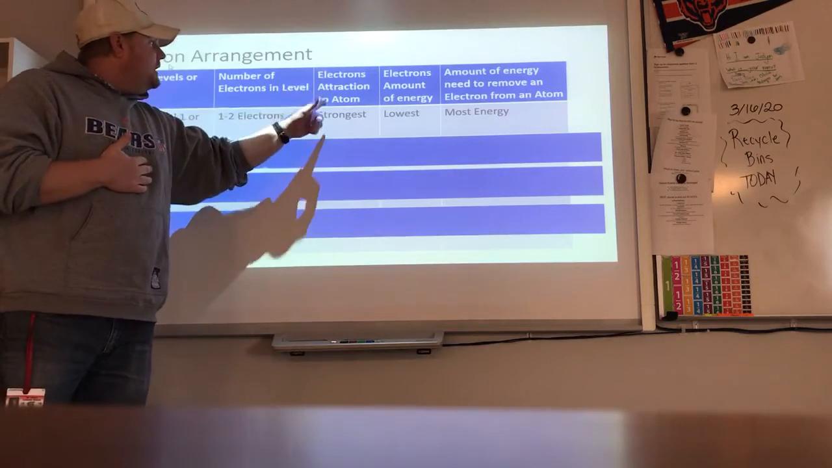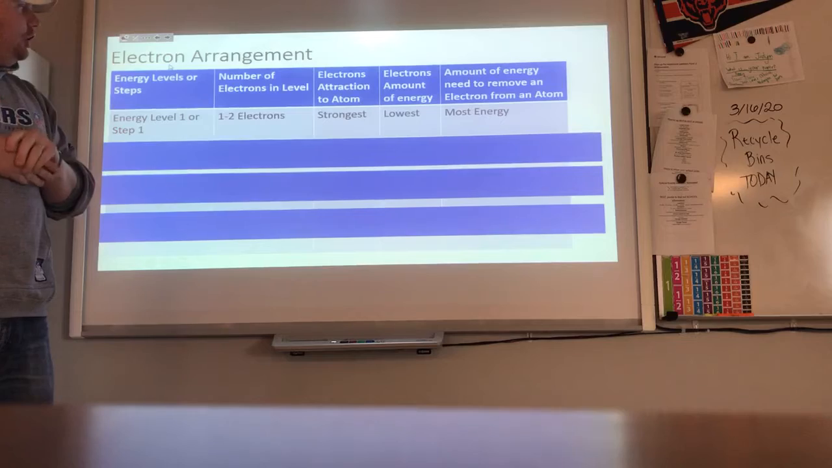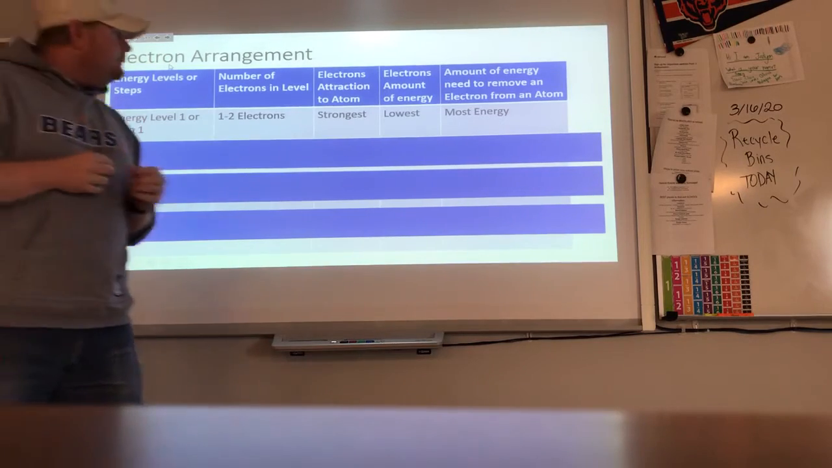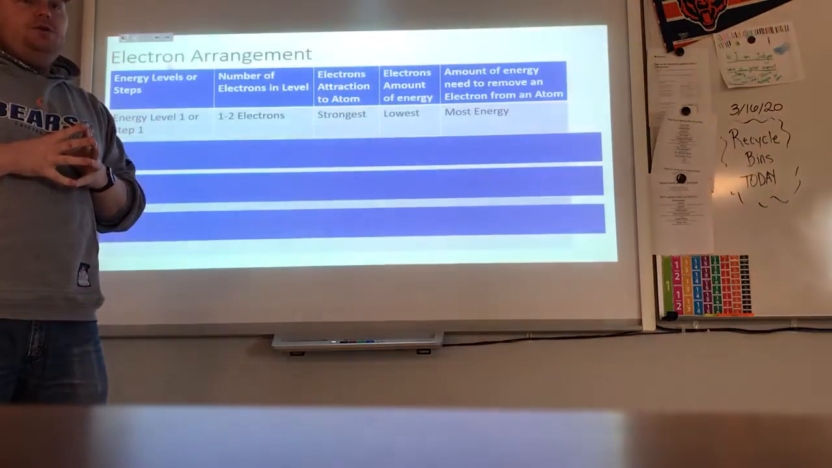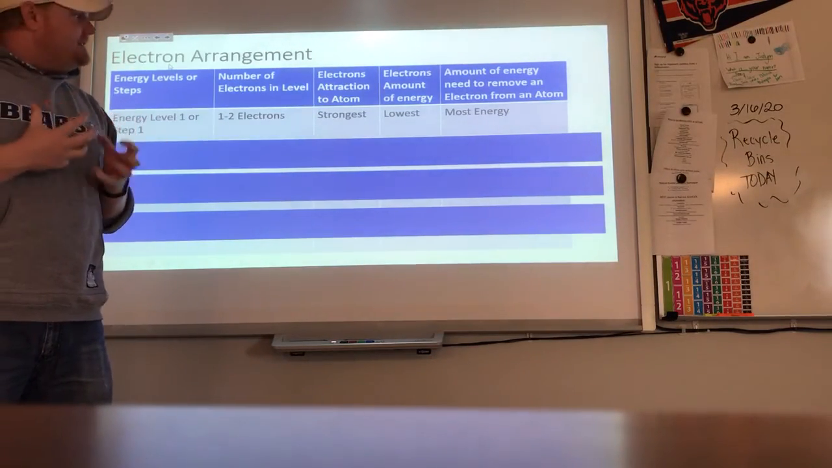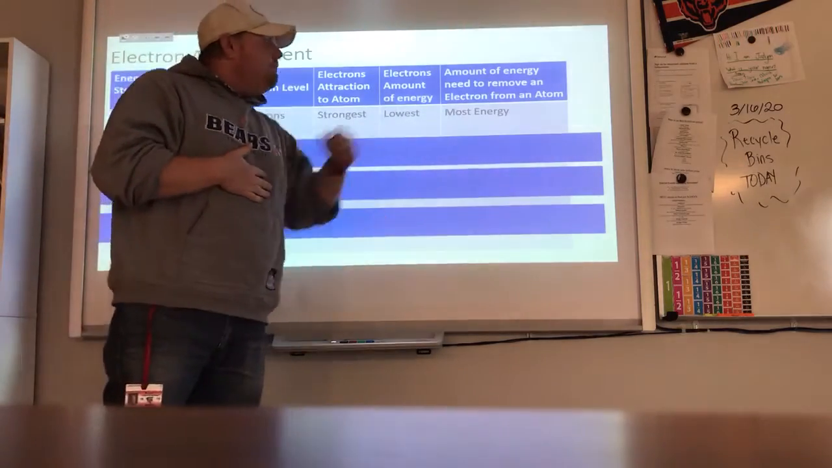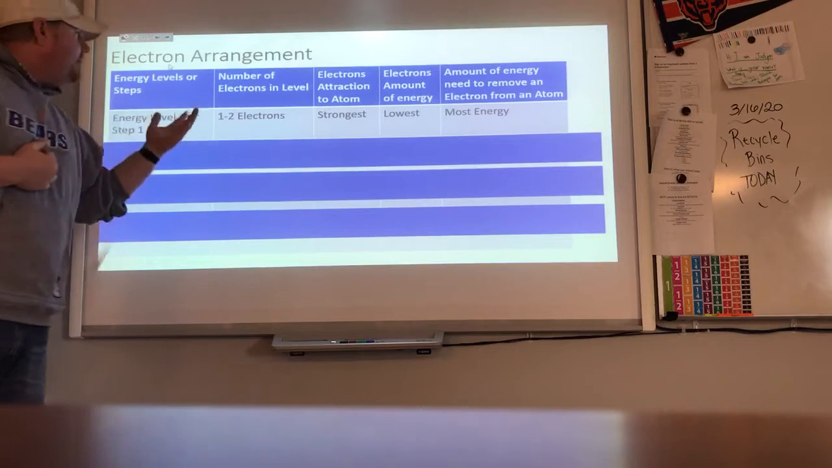Now, the electron's attraction to the atom is the strongest of all because it is the closest. The amount of energy is the lowest because it is the closest. There's not as much outward force pulling it. There's less energy there. And we need the most energy if we're going to remove these from the atom.